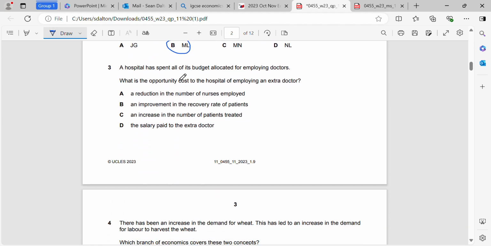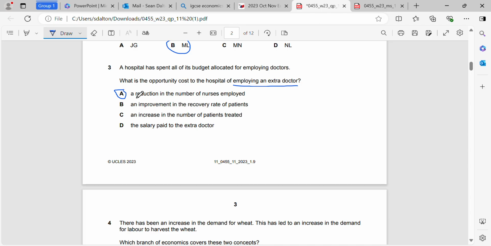So another opportunity cost question: a hospital has spent all of its budget allocated for employing doctors. What is the opportunity cost to the hospital of employing an extra doctor? One thing we need to be aware of generally with opportunity cost questions is that normally an opportunity cost will be a negative consequence of the decision that has been made. And that will be a negative consequence in terms of what was given up. So in this case, the correct answer is that by employing an extra doctor, we are reducing the number of nurses employed.